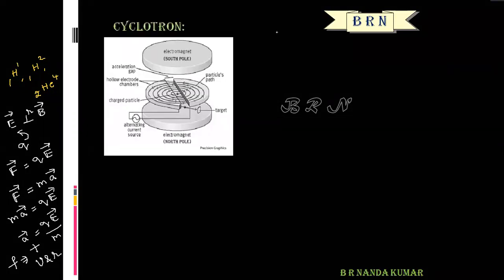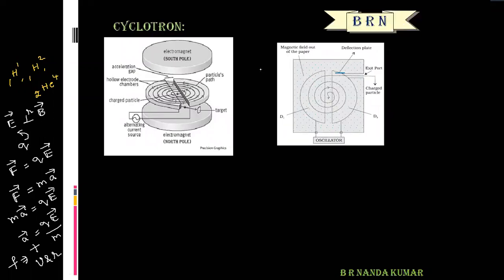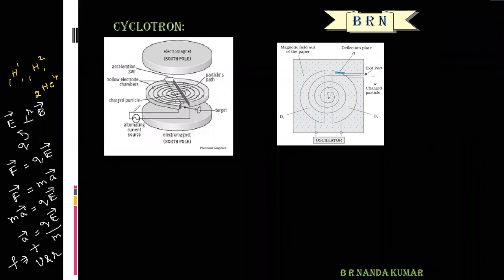So this is the schematic diagram of cyclotron. This is the cross-sectional view of cyclotron. Okay, let us discuss the construction of cyclotron. Cyclotron is a particle accelerator. It is a device used to accelerate positively charged particles like proton, neutron, alpha particle to very high energies.